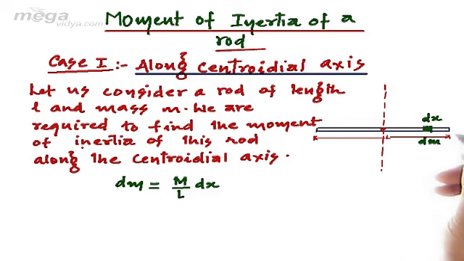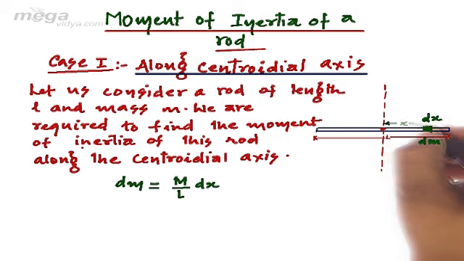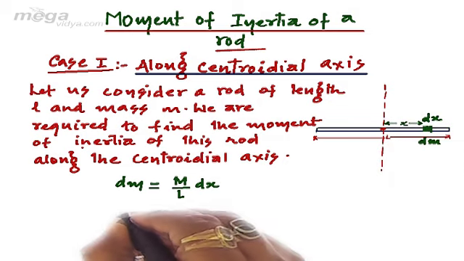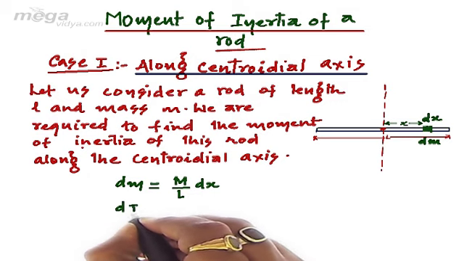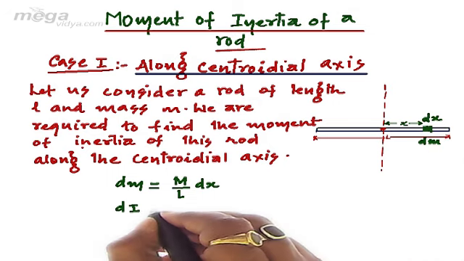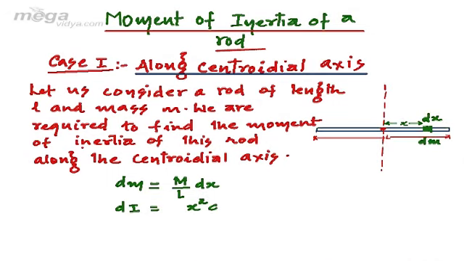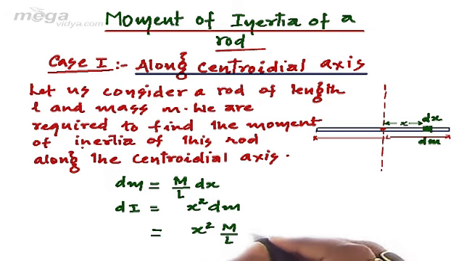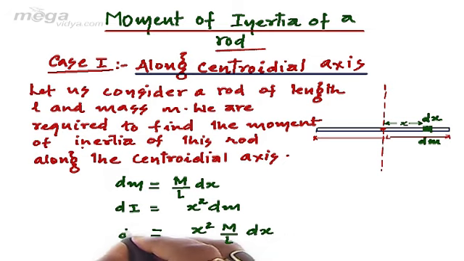Since the elementary length dx is placed at a distance x from the centroidal axis, the moment of inertia dI, basically dI is the moment of inertia of this elementary length, will be equal to x square into dm, which will come out to be equal to x square into M upon L dx. This is the value of dI.